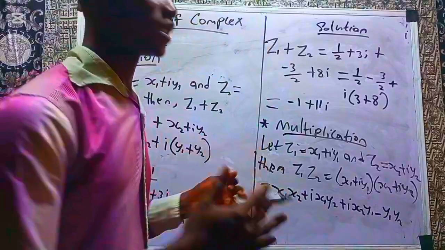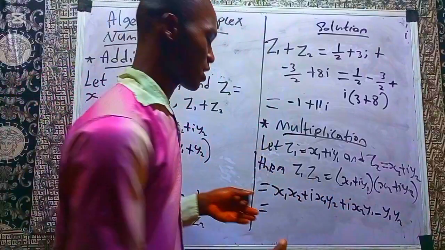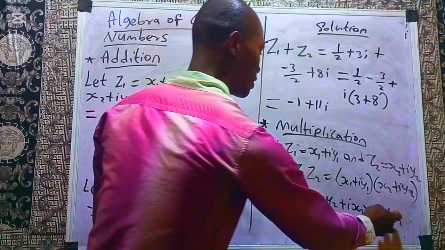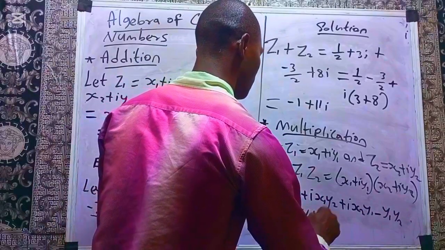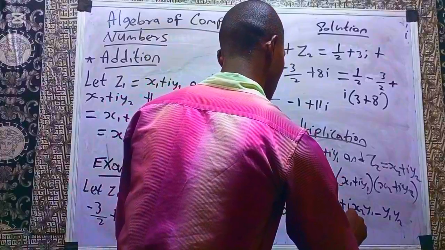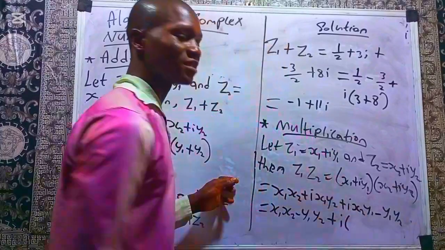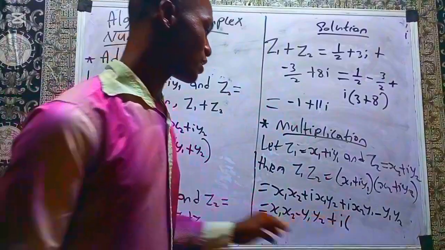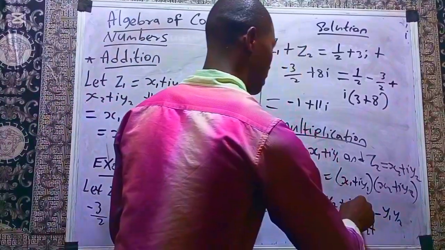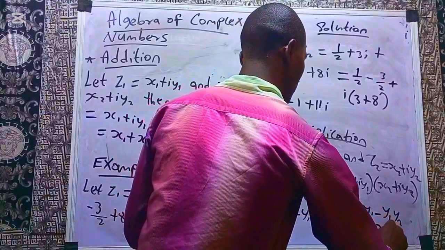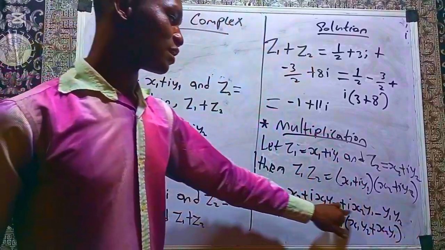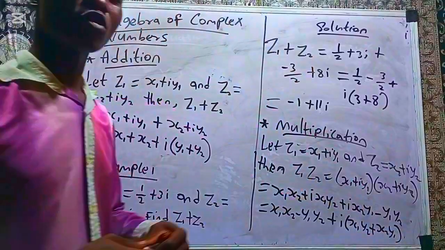So what do you do? Collect the real part together, that's the one that does not go with i. That's x1 x2, and collect this one, minus y1 y2. Plus i into, add the imaginary part, the one that goes with i. That's x1 y2, then x2 y1. Then I've added the imaginary part of this complex number.